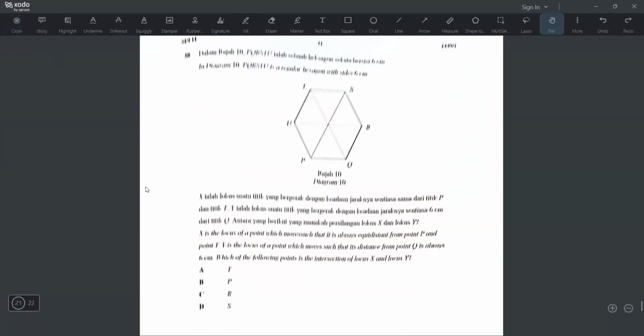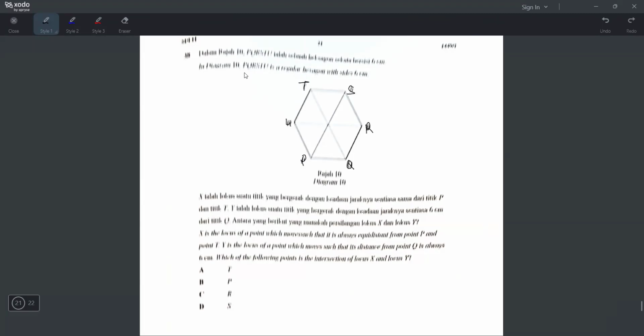Okay, this question is a bit blur, but I'll try to read it lah. Okay, it's hard to read. So in diagram 10, ayo, what is this? Okay, let's write first. I think this one is PQRSTU, right? So PQRSTU is a regular. Yeah, this is regular. It's a regular hexagon with side 6 cm.